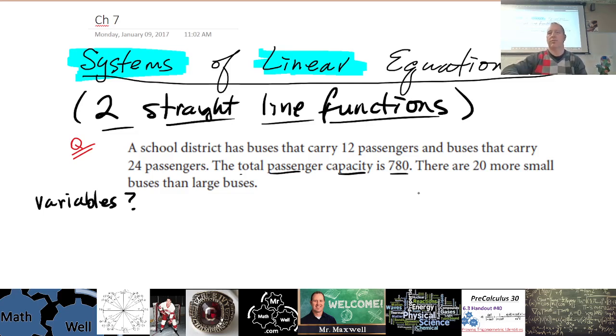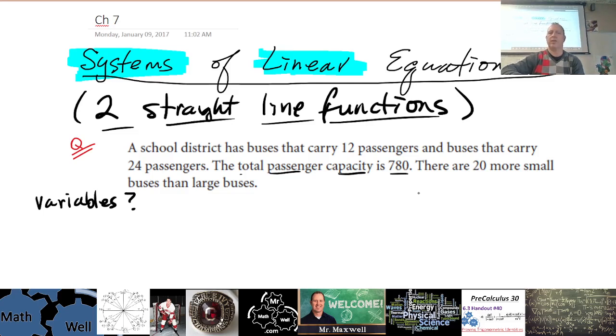What are some ideas? Maybe the amount of each type of bus? The amount of each type of bus, meaning what? There could be like X amount of 12 passenger buses and... Okay, so the number of large buses and the number of small buses. Okay, that's good. Any other ideas?